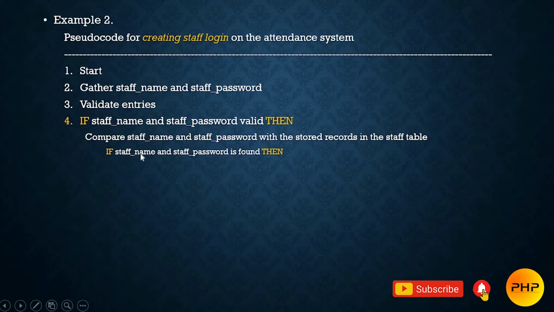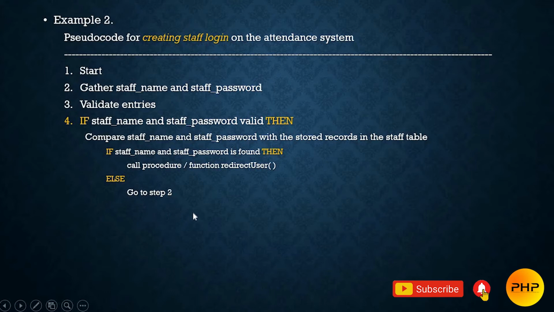After comparing, if staff name and password is found, then we call the procedure or function redirect user. Else, if the staff name and the password is not found, we go to step 2. And what is step 2? Step 2 is enter staff name and password. So this in its own right becomes a loop. And don't forget we are using the nested if else statement here.